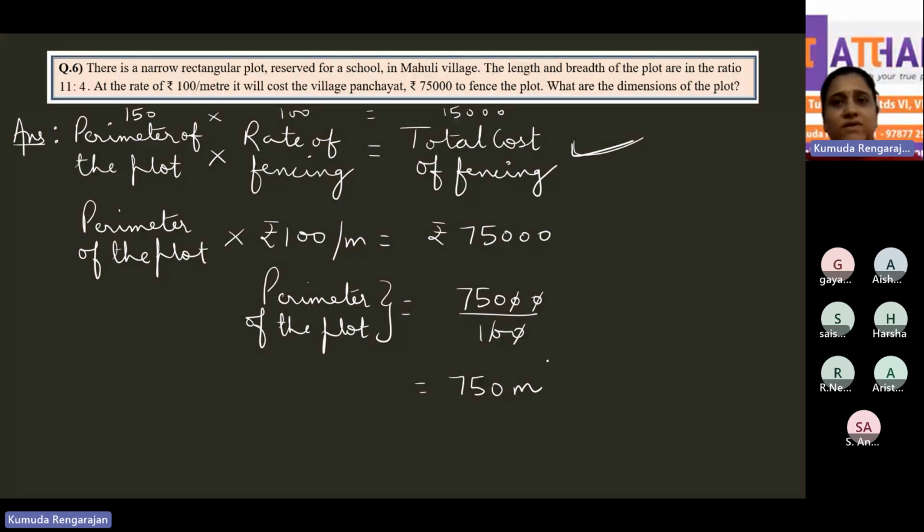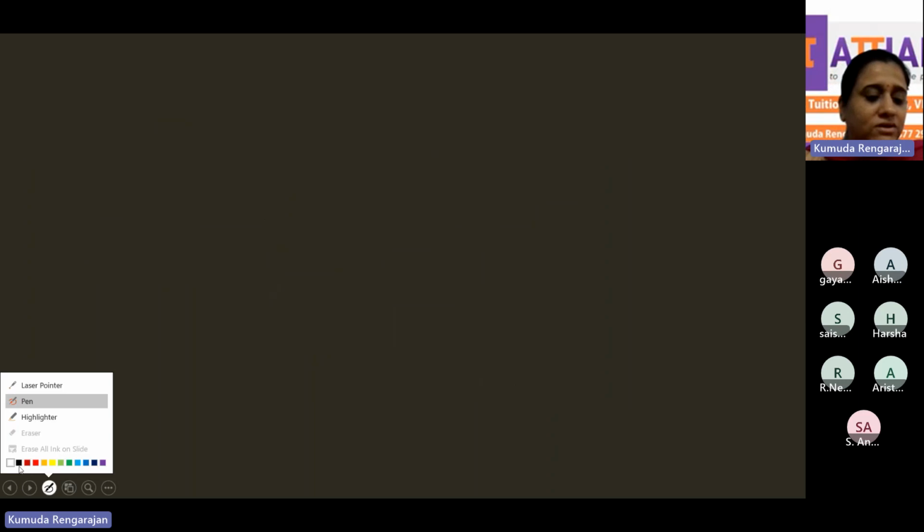Into 100 comes for division, divided by 100. So on simplifying, we get 750 and the unit will be meter. Perimeter is in meter. Perimeter is 750 meters. So this is one part. Next, I'll give you time to write, children. I'll just work it in full first.